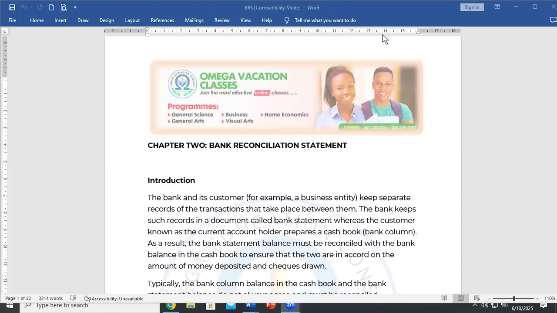Okay, so professors, when we talk of bank reconciliation statement, this is a concept that will help us appreciate getting the balances on two separate books to be equal. The name bank there should suggest to you that we'll be looking at transactions between a bank and a business entity or the bank's customer.